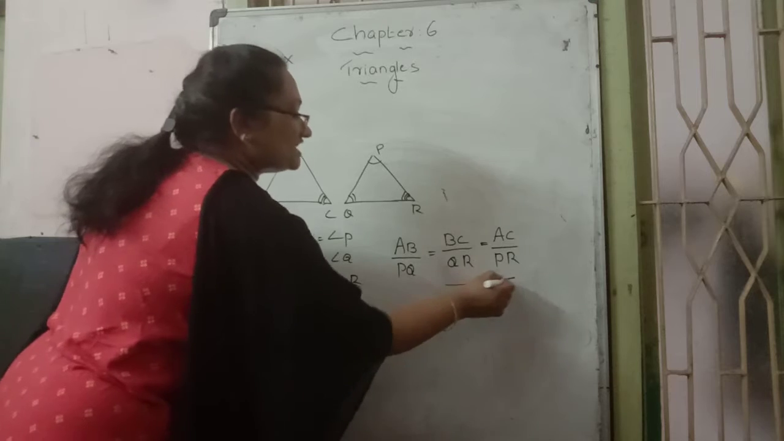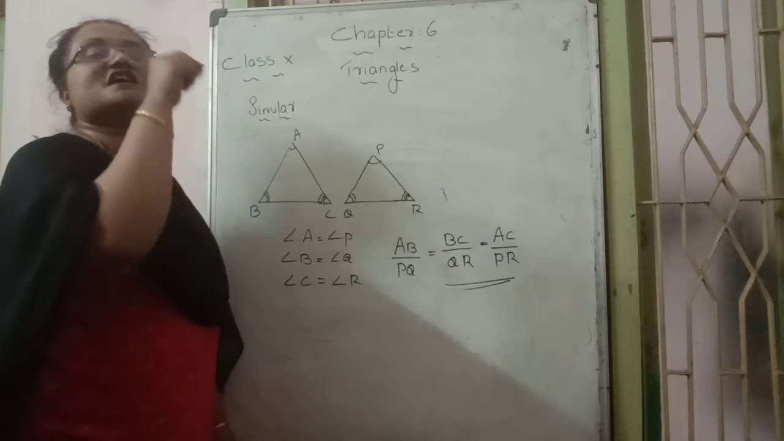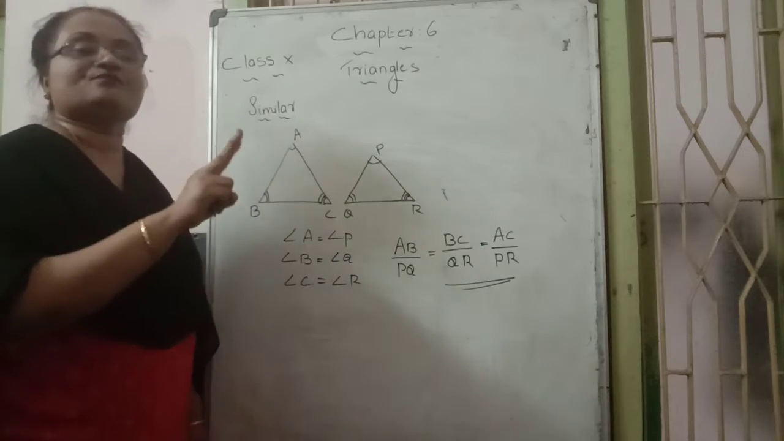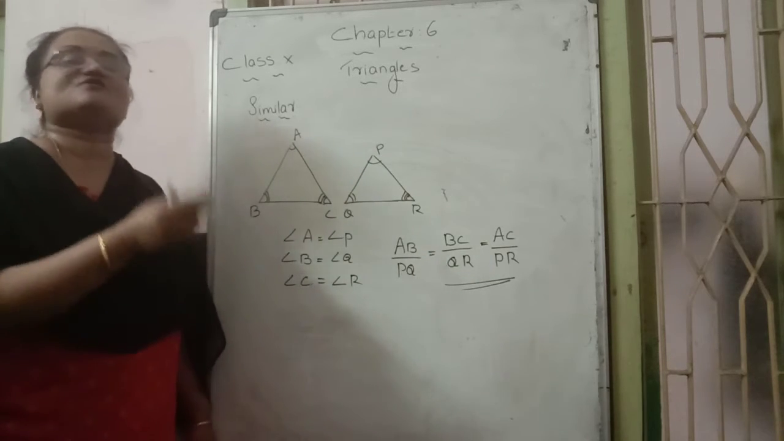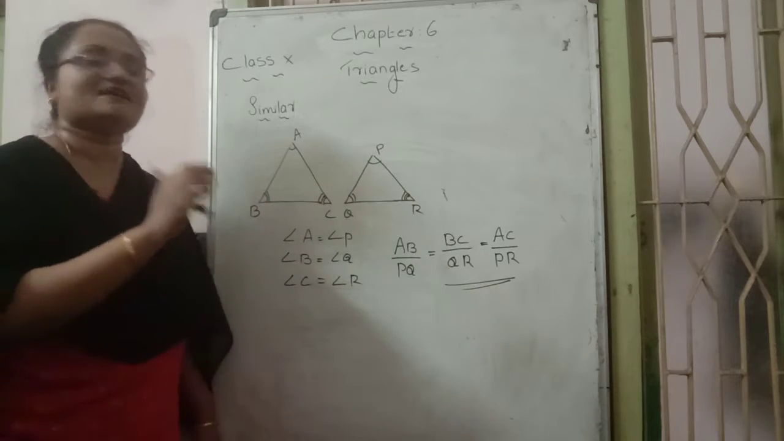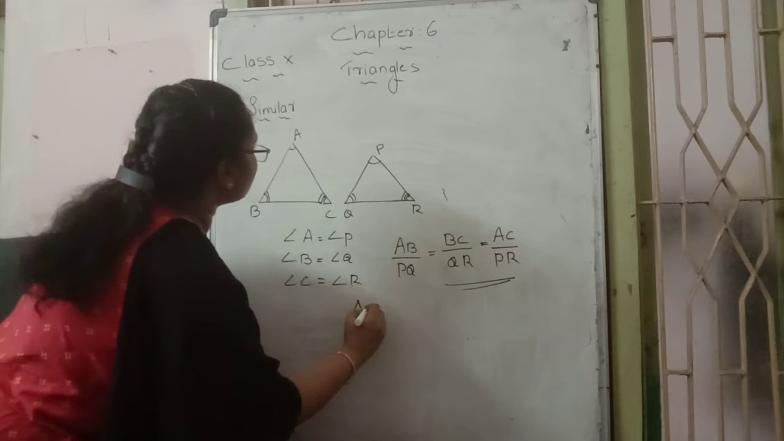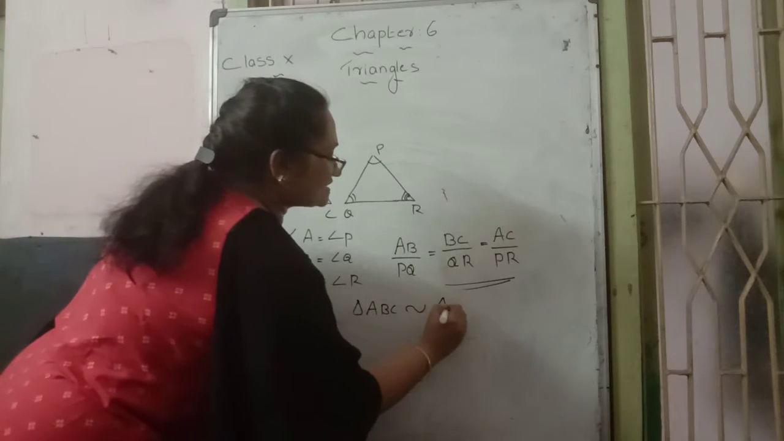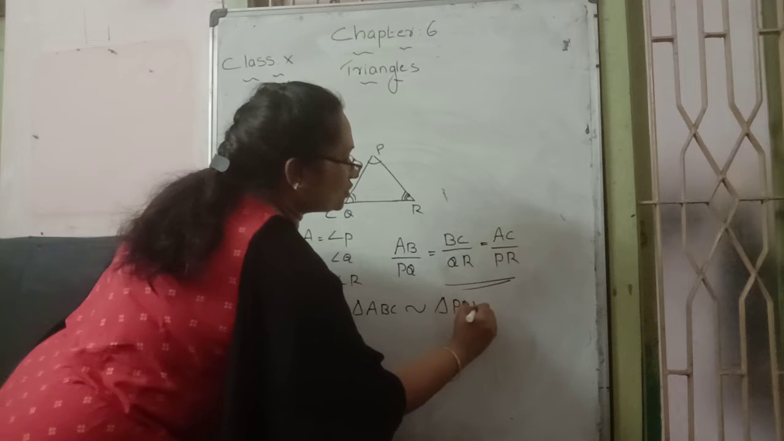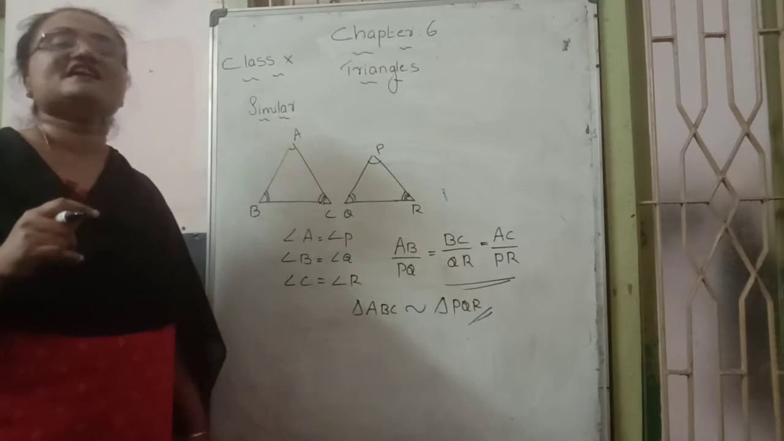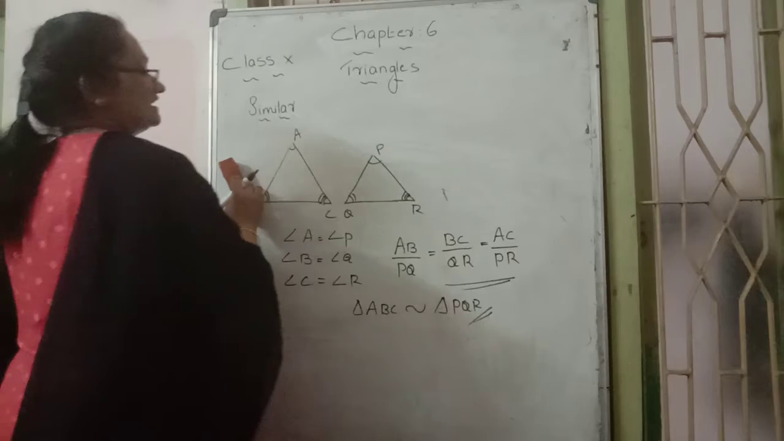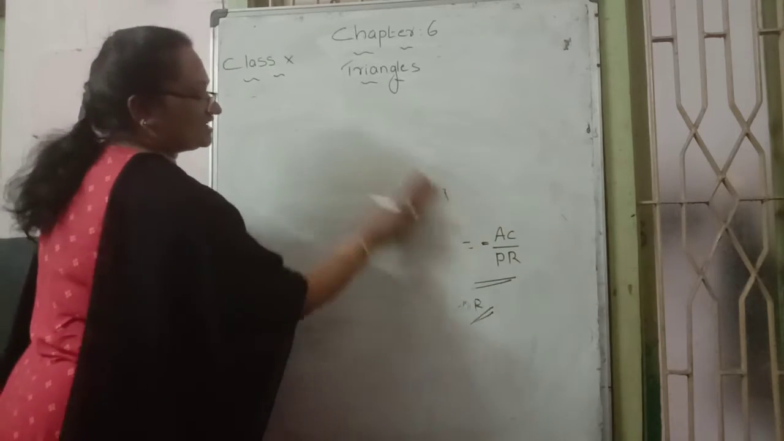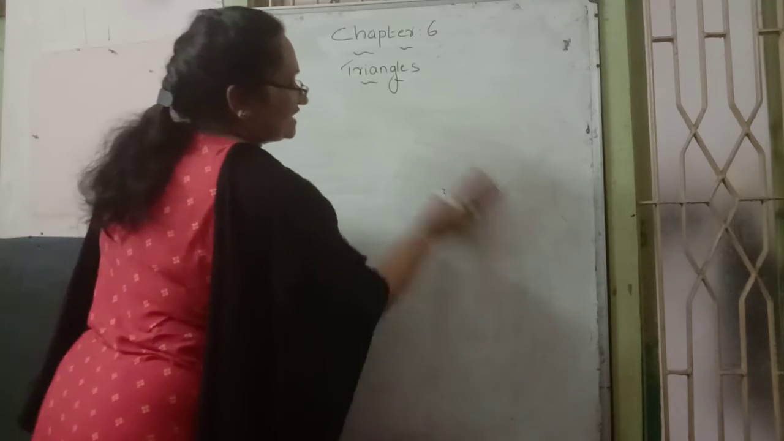When the ratios of corresponding sides are the same or proportional, and these two properties are satisfied, then we can say triangle ABC is similar to triangle PQR, using the similarity symbol. Then they are similar triangles. Next we go through the theorems in this chapter. There are 5 theorems.